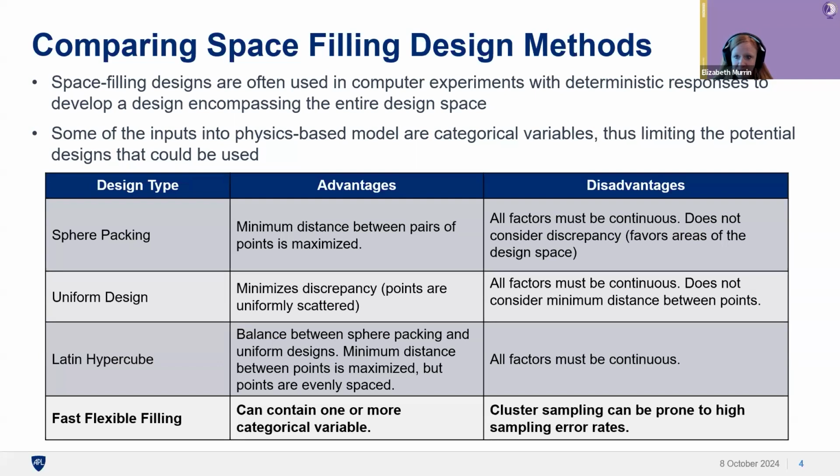When we were working with our engineers to identify various input parameters that would go into our model, not all of those variables and factors were necessarily continuous. We had some variables that actually were categorical. So when we look at some of the disadvantages for sphere packing, uniform design, and Latin hypercube, you can see that you need all of your factors to be continuous to use those particular designs. So that's how we ended up coming up with the fast, flexible filling design. Since we did have some really critical input parameters that were categorical, we wanted to be able to include those. So that's why we ended up leveraging the fast, flexible filling design, because it accounts for categorical variables as well.